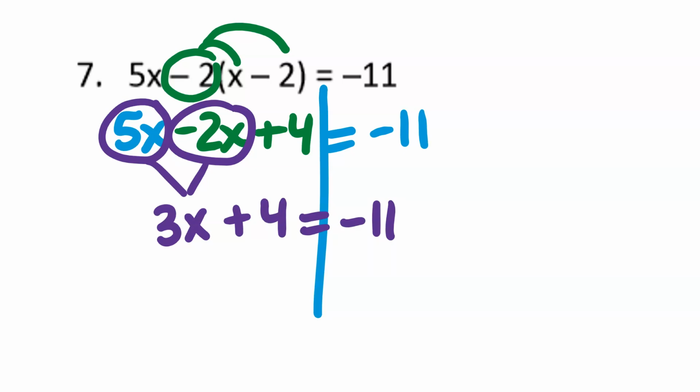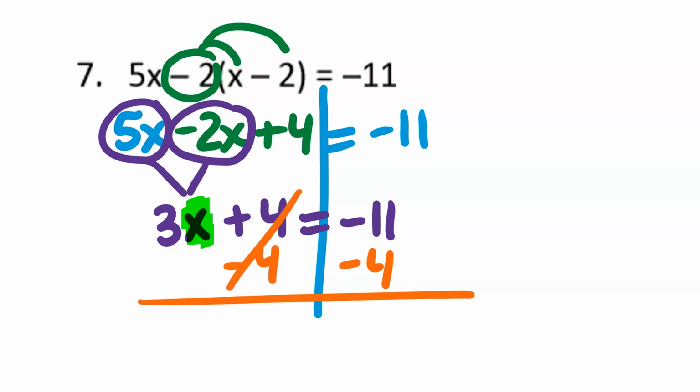And then I'm solving for x still, so here's x. Now I'm going to go with normal solving for x. So I would do the -4 first because I have +4 right here. So -4 minus 4. So 3x equals -11 minus 4 is -15.